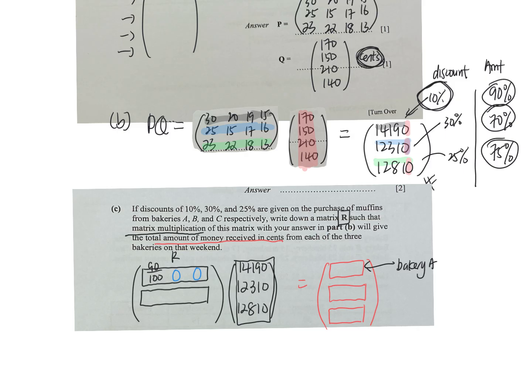Okay, second row, I will also multiply with this column here. But I'm only interested in bakery B. This one. That means I don't want you to care about bakery A and C. I only want to find out about this. So the first and the last one should be zeros.